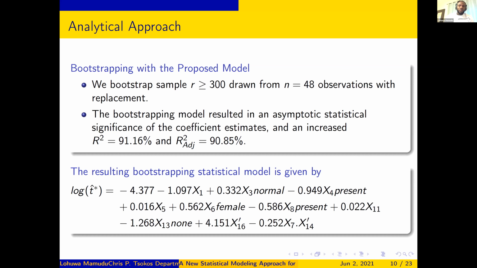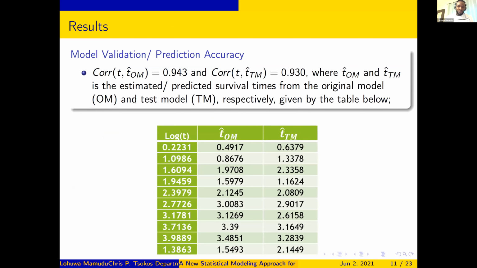So now we have to validate the model and see how well it does in terms of its prediction. Remember, I stated the fact that the model was built using the entire data, and then subsequently it was built by adopting the training and testing technique.